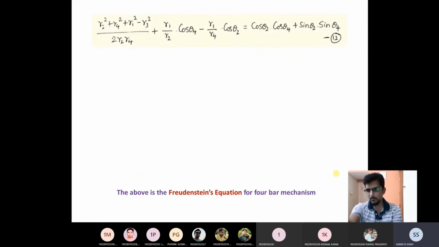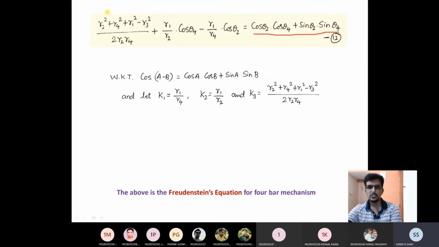So now I take the same equation 12 to the next slide. If you observe here, this can be simplified using a trigonometric relation: cos A cos B plus sin A sin B is nothing but cos of A minus B. So I know that equation.